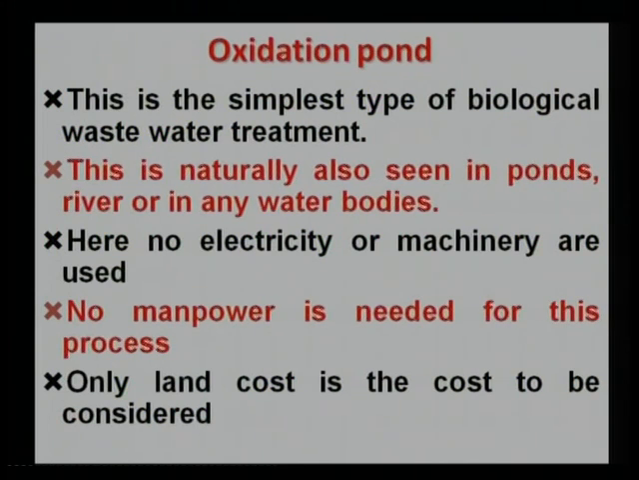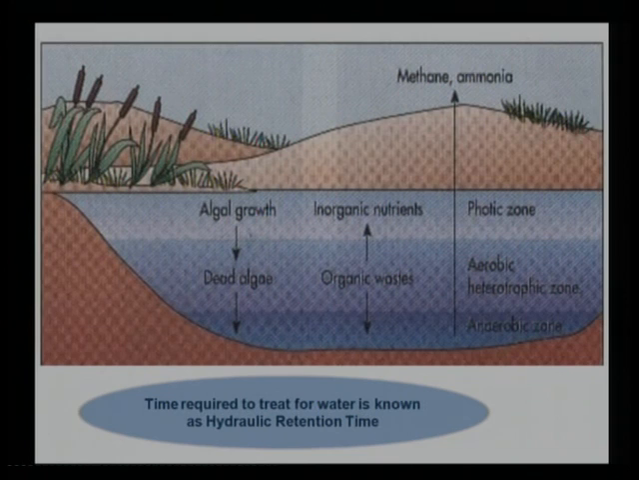The advantages of oxidation ponds are like this: no electricity or machinery is needed, so capital investment is very low. Only land cost is to be considered during planning of the oxidation pond. Usually no qualified manpower, or even no manpower at all, is needed for an oxidation pond, because it is a very primitive technique. It doesn't require technologically skilled persons or anything else. So these are the advantages of the oxidation pond. This is the diagram of the oxidation pond.